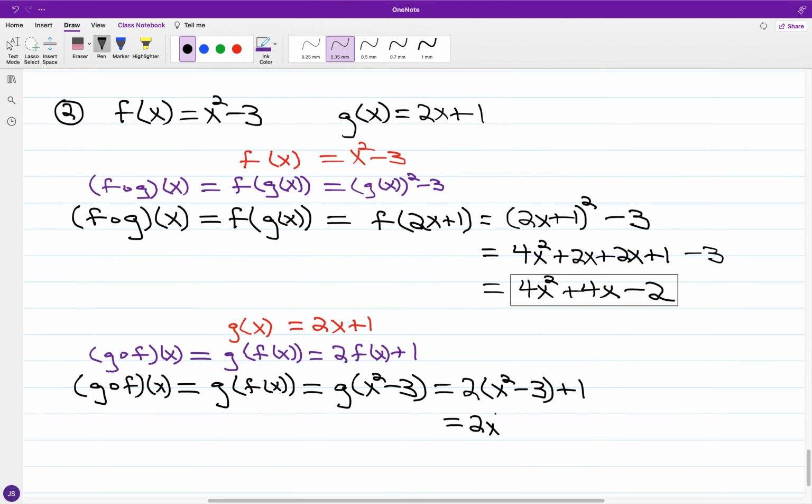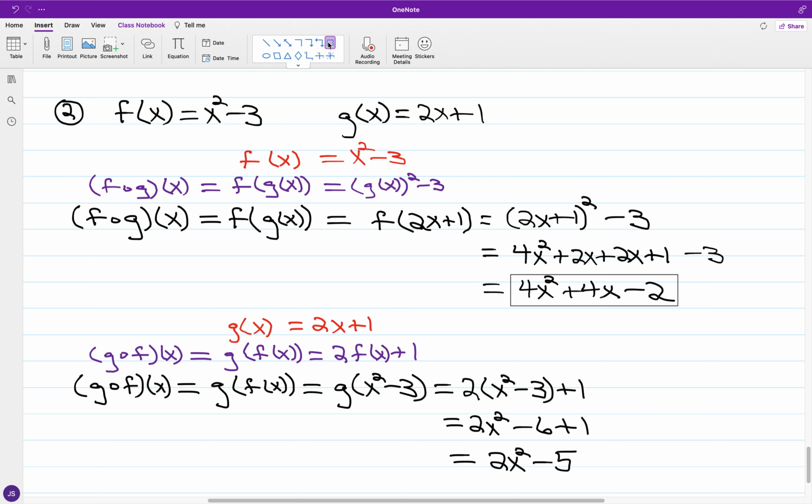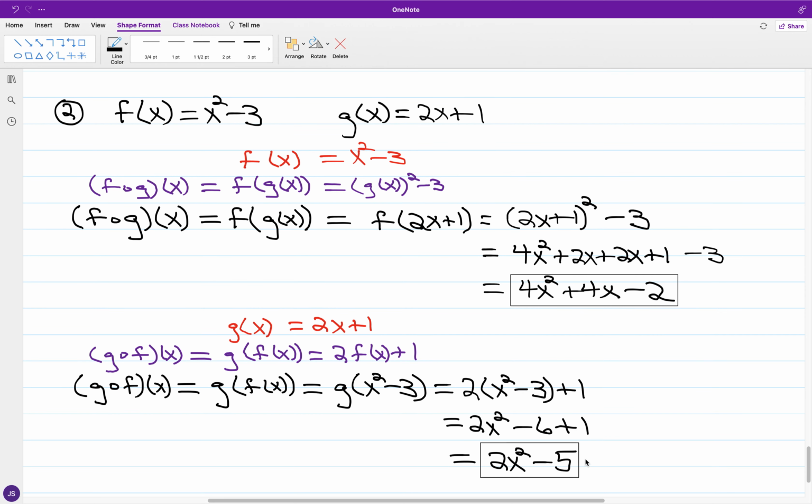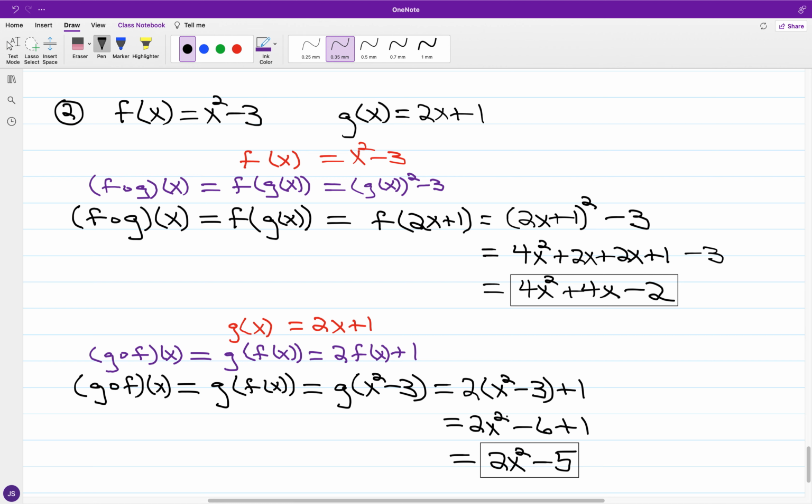So we're going to have 2x squared minus 6 plus 1, and we end up with g composed with f of x. This will come out to 2x squared minus 5. Sometimes you might have the compositions f composed with g and g composed with f almost be the same, but for these particular outputs, they appear to be quite different.